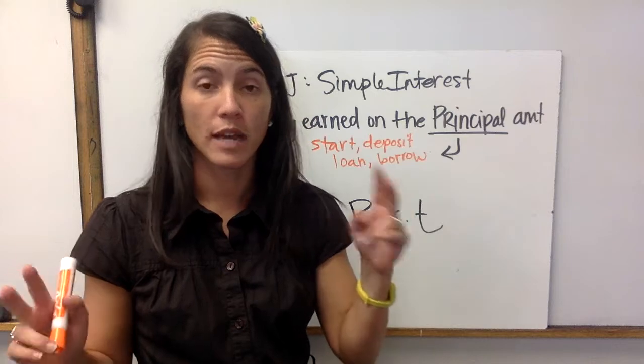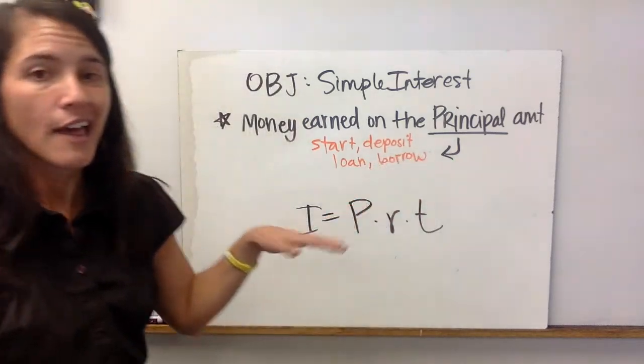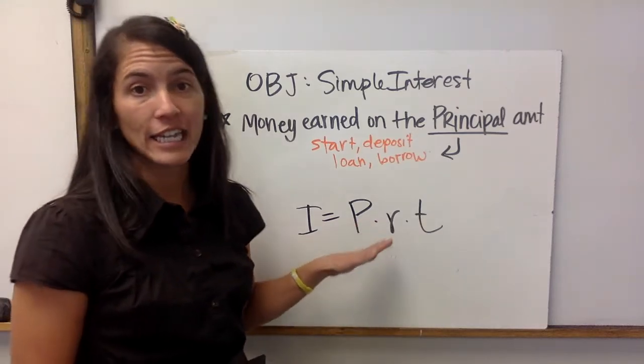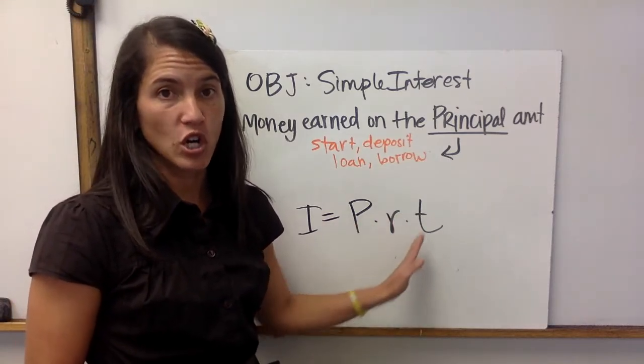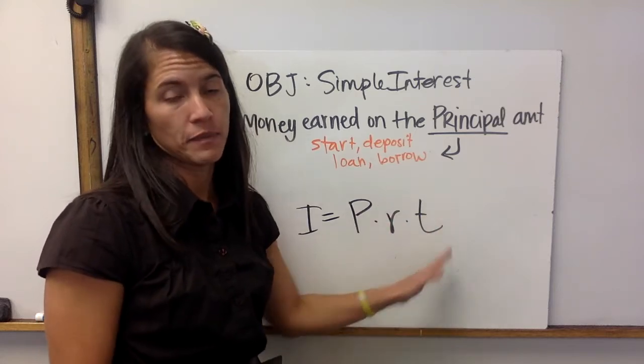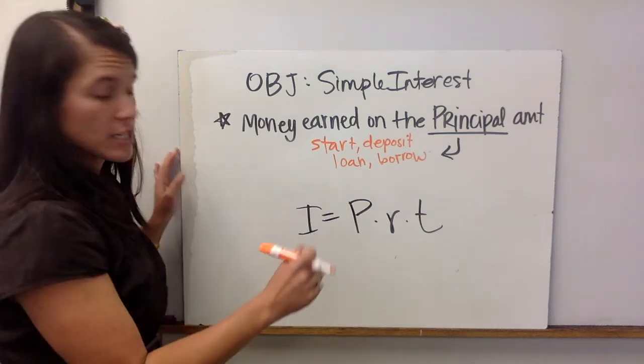And there are two types of interest. There's simple interest and there's compound interest. So today we're going to talk about simple interest. There is a formula for simple interest, and it's I equals P times R times T, or sometimes you'll hear I party, PRT. These are multiplied together, and I'm going to tell you what they all stand for.